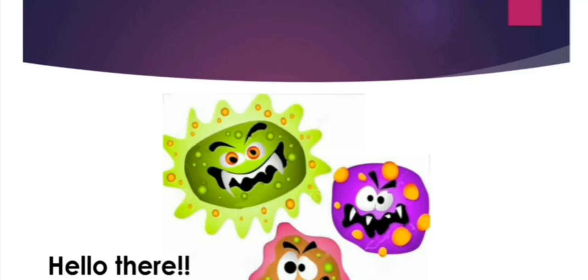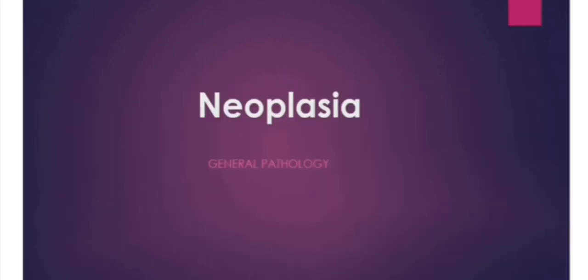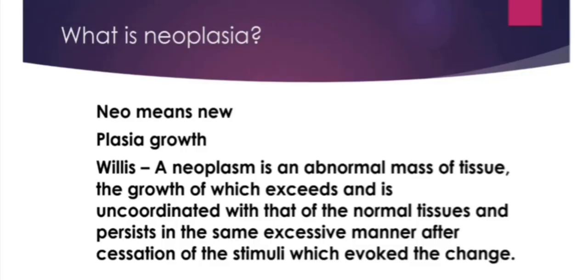Today, we are going to discuss one of the very important topics of general pathology, that is neoplasia, neoplasm, or more commonly known as tumors. What is neoplasia? Neo means new and plasia means growth. Neoplasia is a new or abnormal growth of the normal tissue which does not coordinate with the rate and morphological features of the normal tissue and persists even after the stimuli is blocked.